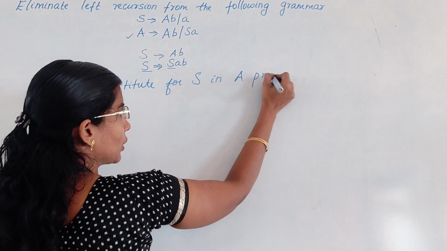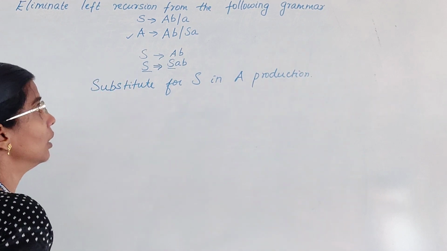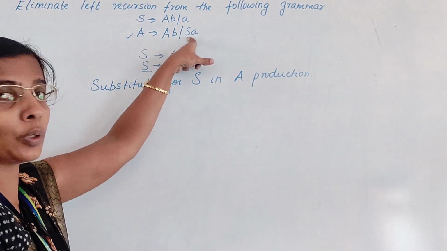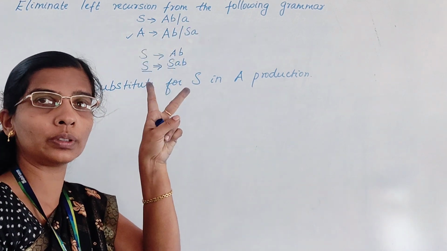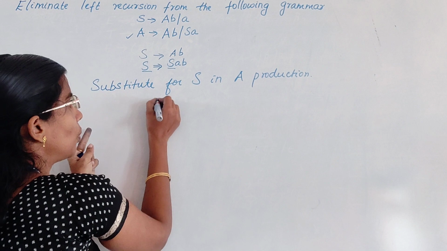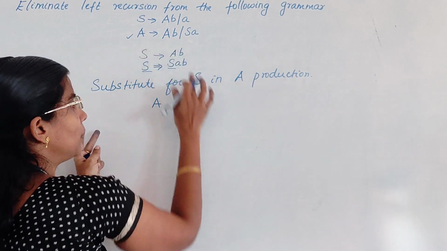It is A production, a rule. Right. So for this S, I am going to do substitution. For S, how many rules? I am having two rules. So substitute both. So what do you get? A tends to A. Let it be this.